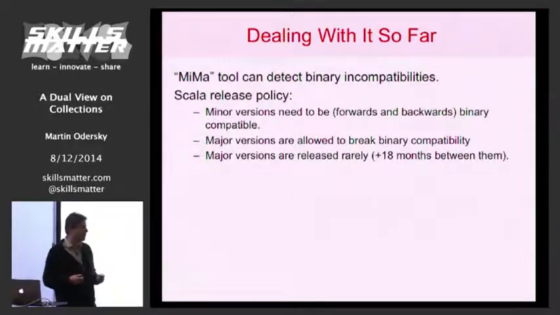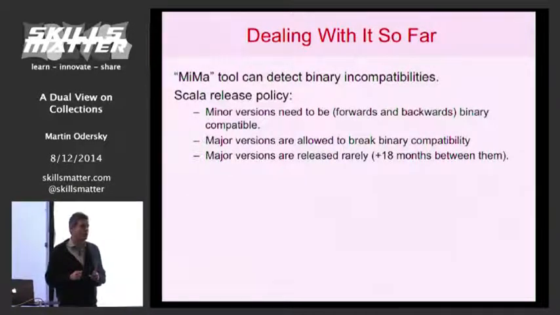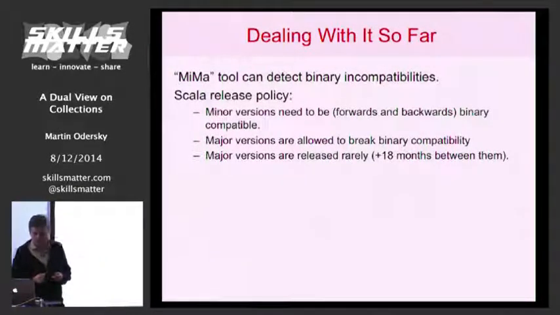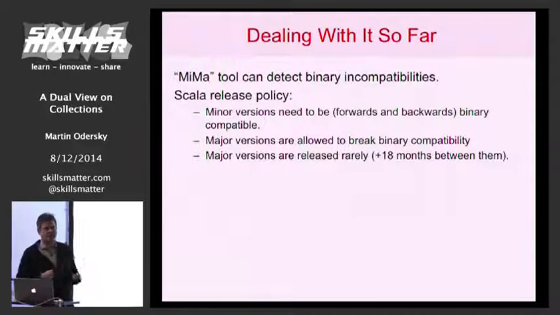And this is, of course, very good, but it's also super, super constraining for what kind of bugs we can fix when. Major versions are still allowed to break binary compatibility. There must be sort of a pressure valve so that at some point you can do meaningful changes, but they're released rather rarely, and the release cadence is going down. So I think right now we have something like 18 months between them, and it's growing.